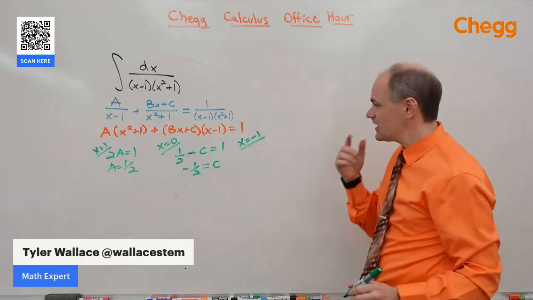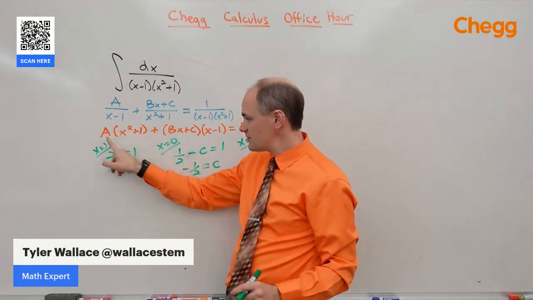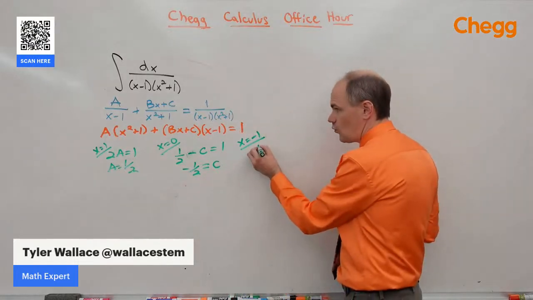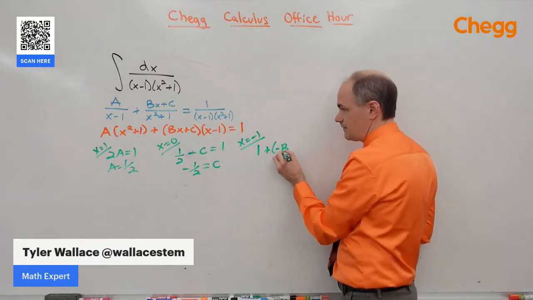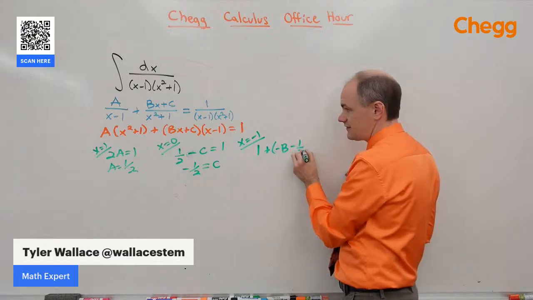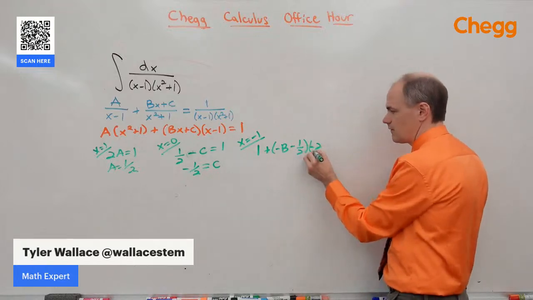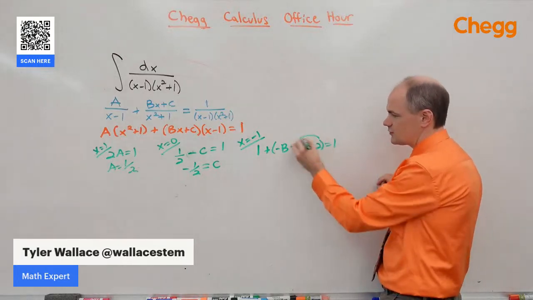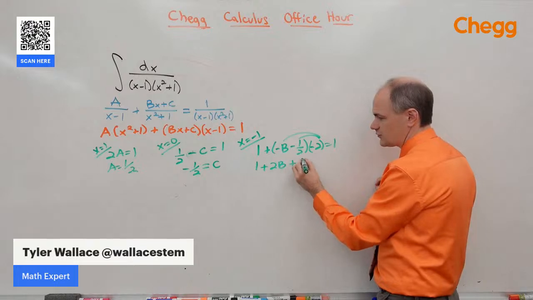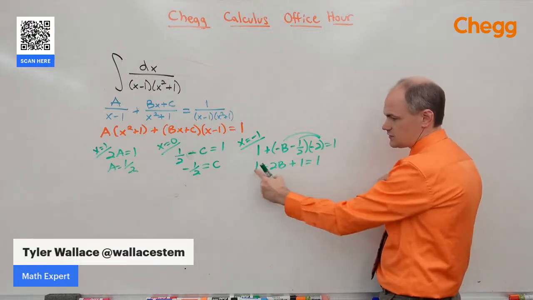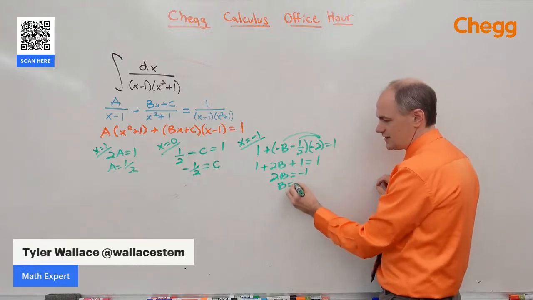Let's make x equal to negative 1. If I do that, I got negative 1 squared, which is 1. 1 plus 1 is 2. 2 times a, 2 times 1/2 is 1. Plus negative b plus c, which is negative 1/2, times negative 1 minus 1, which is negative 2, equals 1. This is really nice because when I distribute the negative 2 through, we get 1 plus 2b plus 1 equals 1. Subtracting the 2 from both sides, 2b is equal to negative 1. So b is negative 1/2.